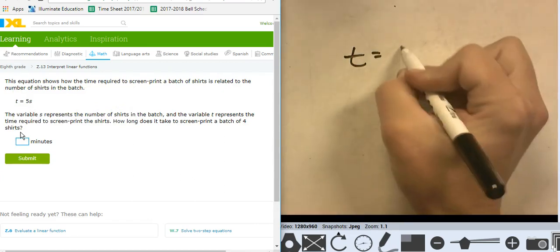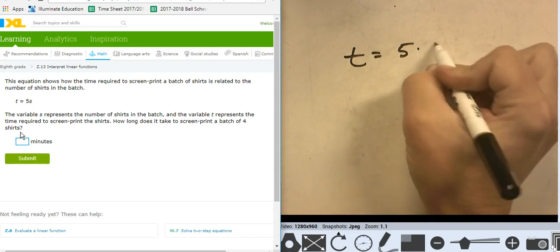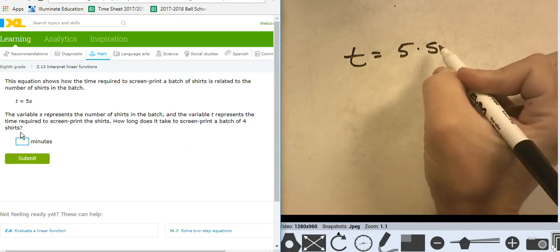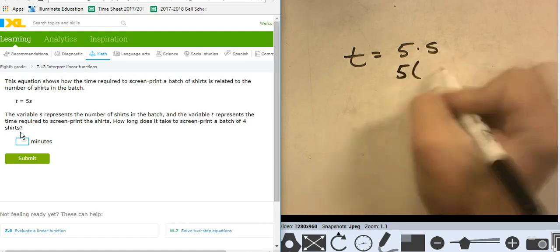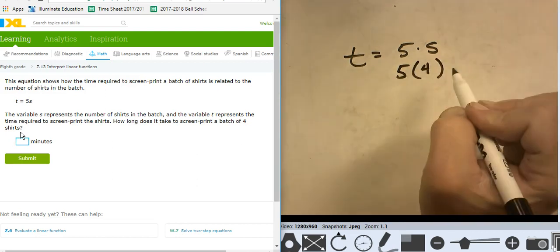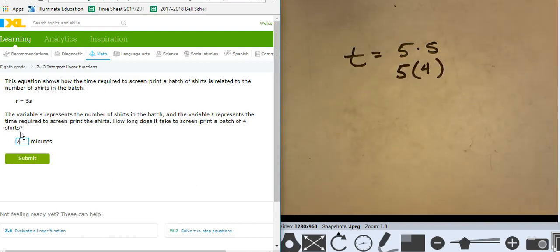T equals 5 times S. How long does it take to screen print a batch of 4 shirts? So 4 shirts. What's the time to do that? Looks like it's going to take 20 minutes.